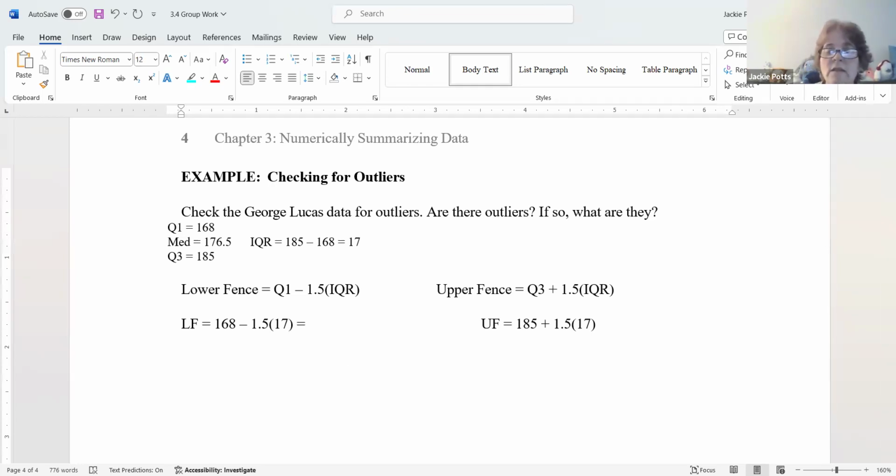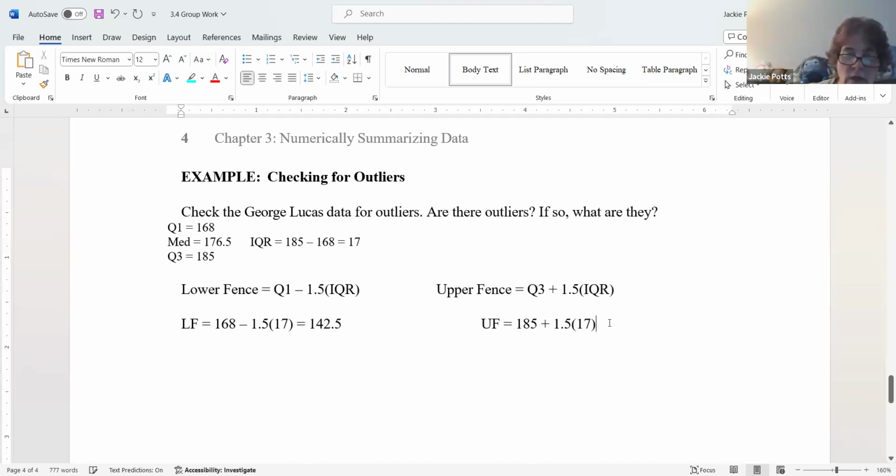I know my cell phone doesn't like to do this properly. All right, so I got 168 minus 1.5 times 17. And I see 142.5. Not 172, I said 142.